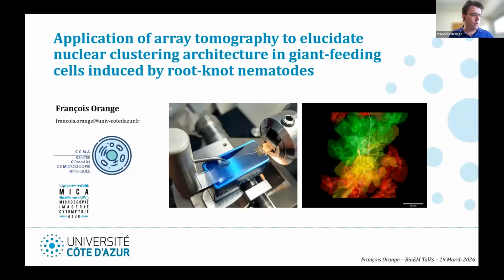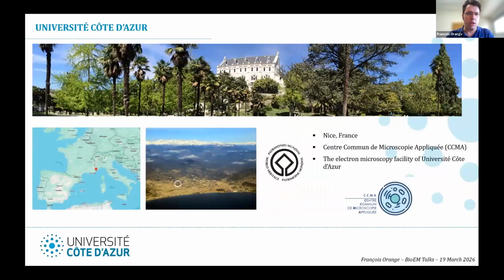But first, a little word about the place I'm working. I'm working at the Université Côte d'Azur, which is located in Nice, in France, on the French Riviera. So you can see between the sea and the mountains where our facility is. We have the chance of working in a World Heritage Site university, and actually the picture I'm showing to you is not just for the show. Our facility is actually behind this building there. And so the Centre Commun de Microscopie Appliquée is the electron microscopy facility of the Université Côte d'Azur.